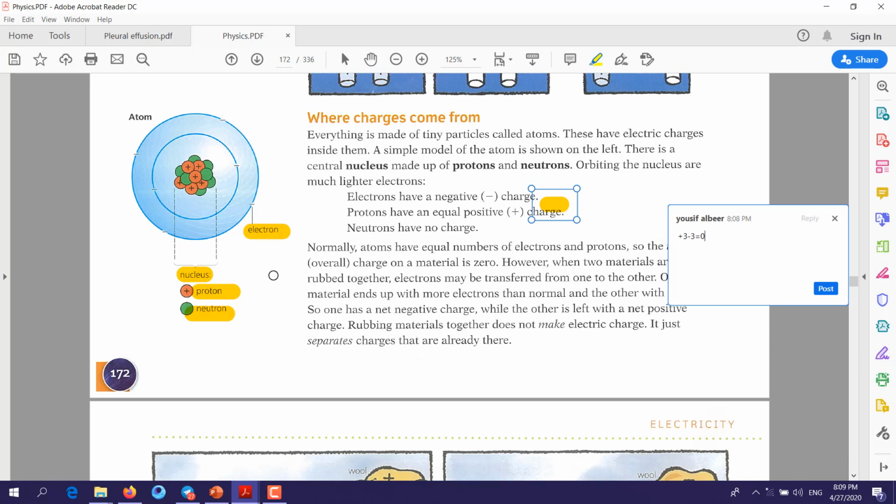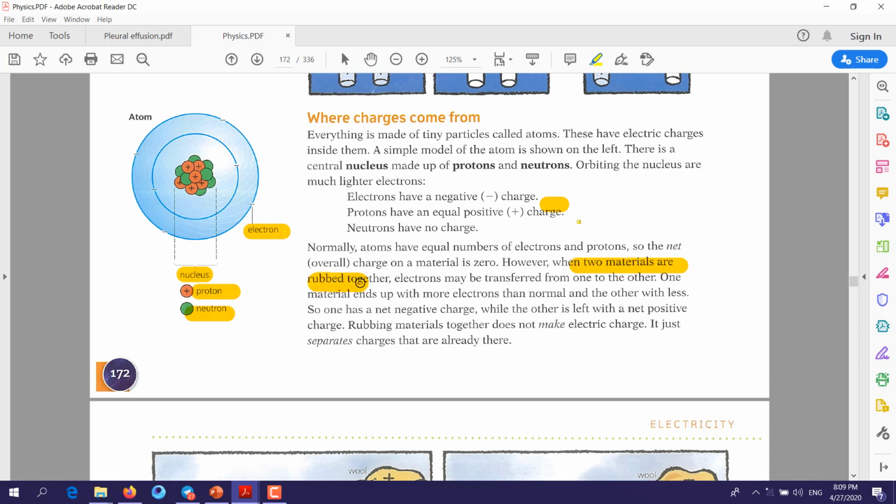So at the beginning, before we rub the materials together, the atom is neutral. What does that mean? It means it has no charge. But later, when you rub these materials together, what will happen? These electrons will transfer, they will move from one material to the next one. So, when two materials are rubbed together, electrons may be transferred from one to the other.